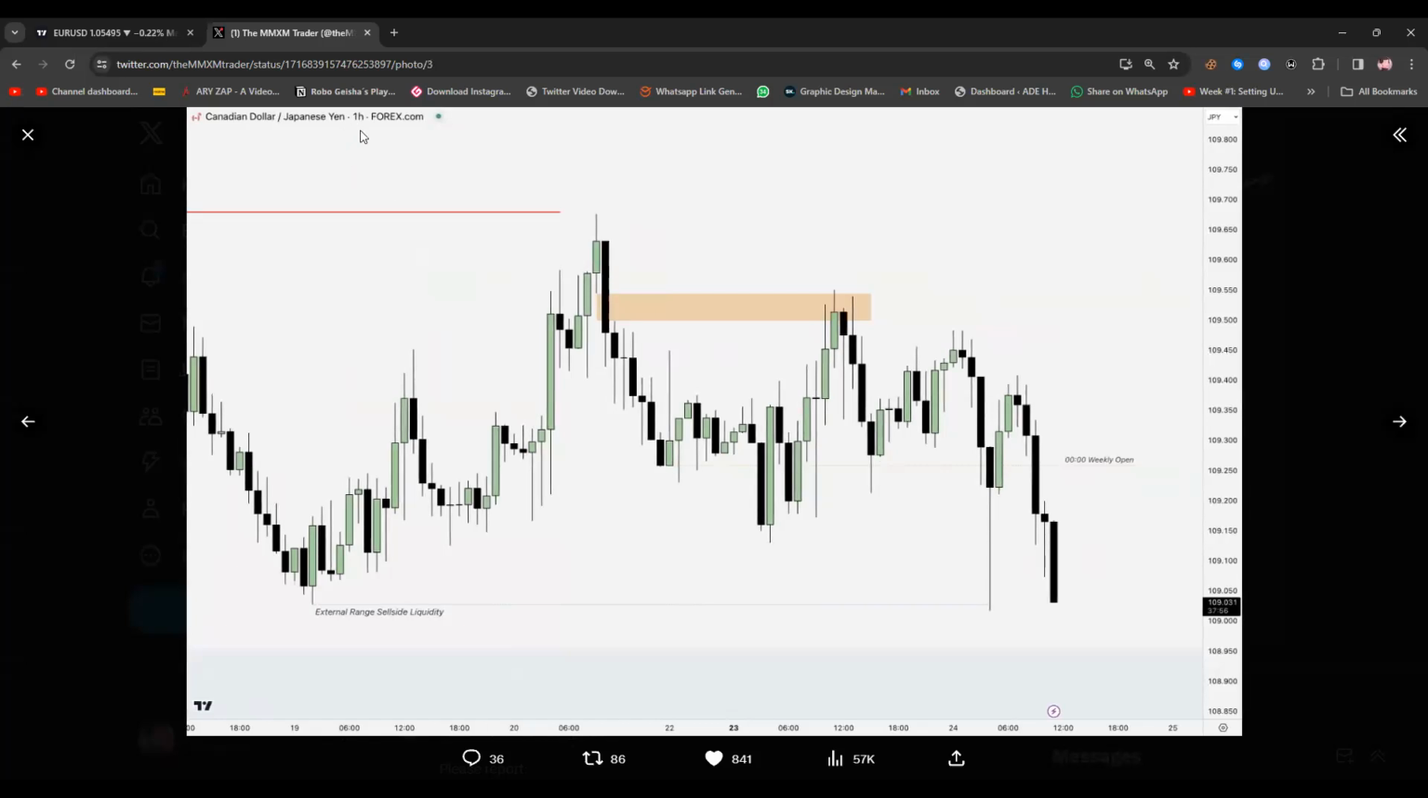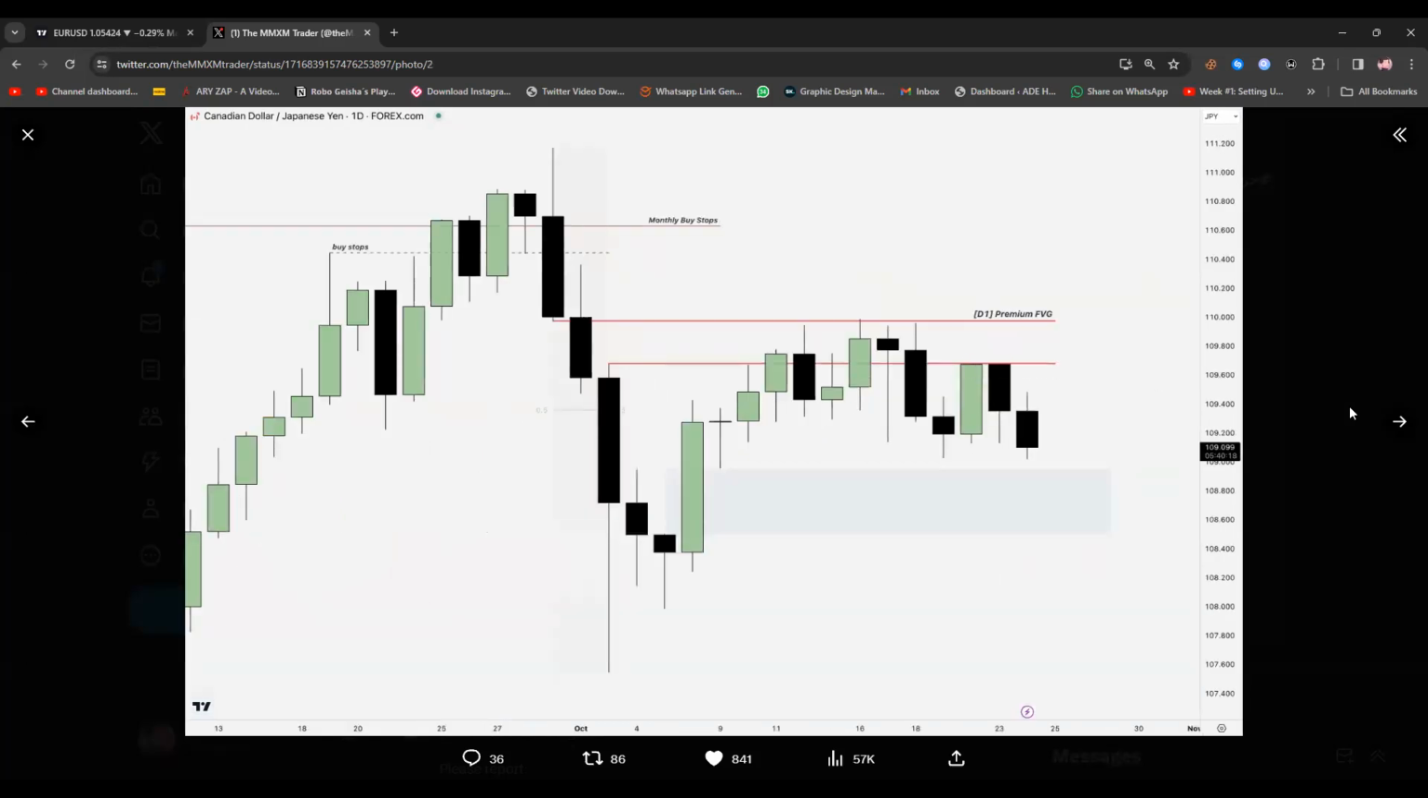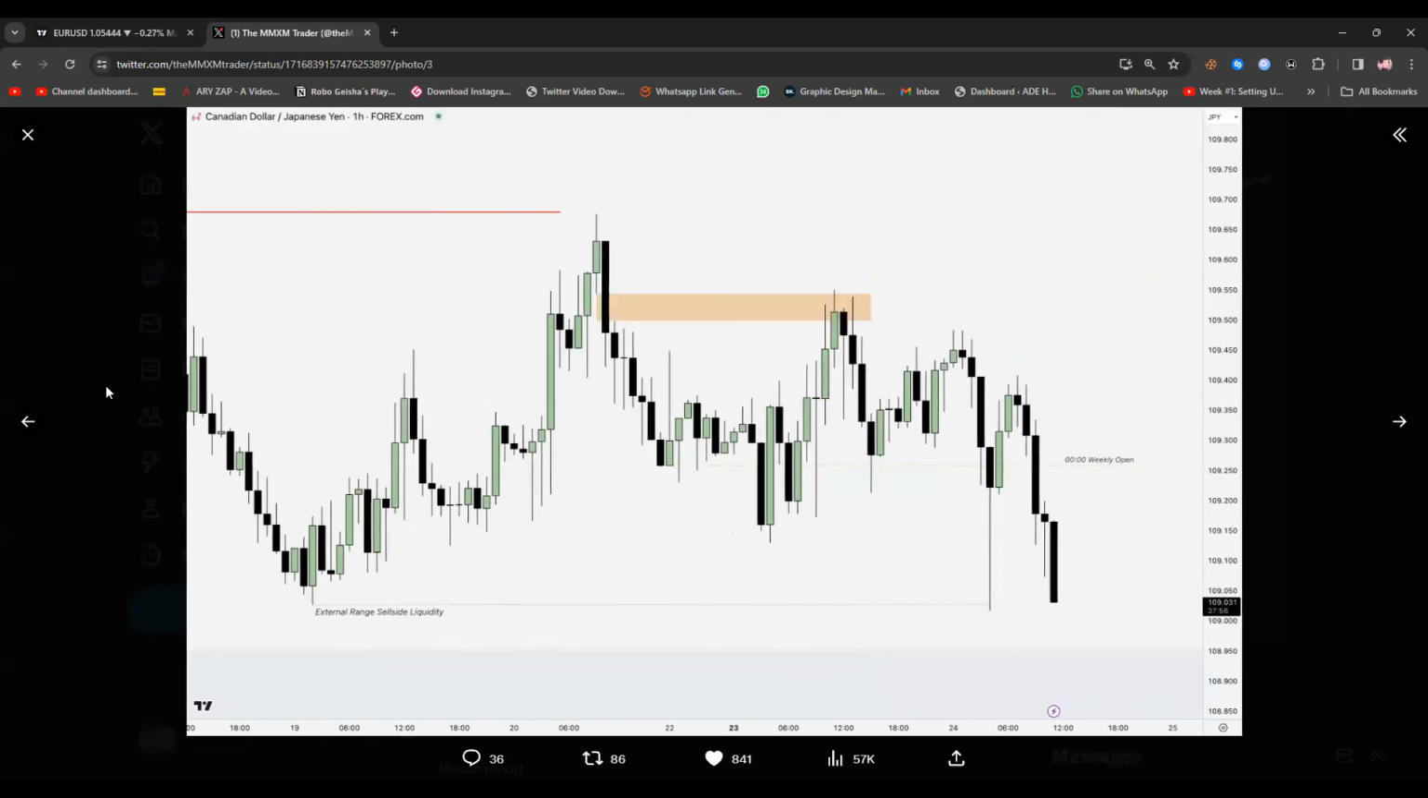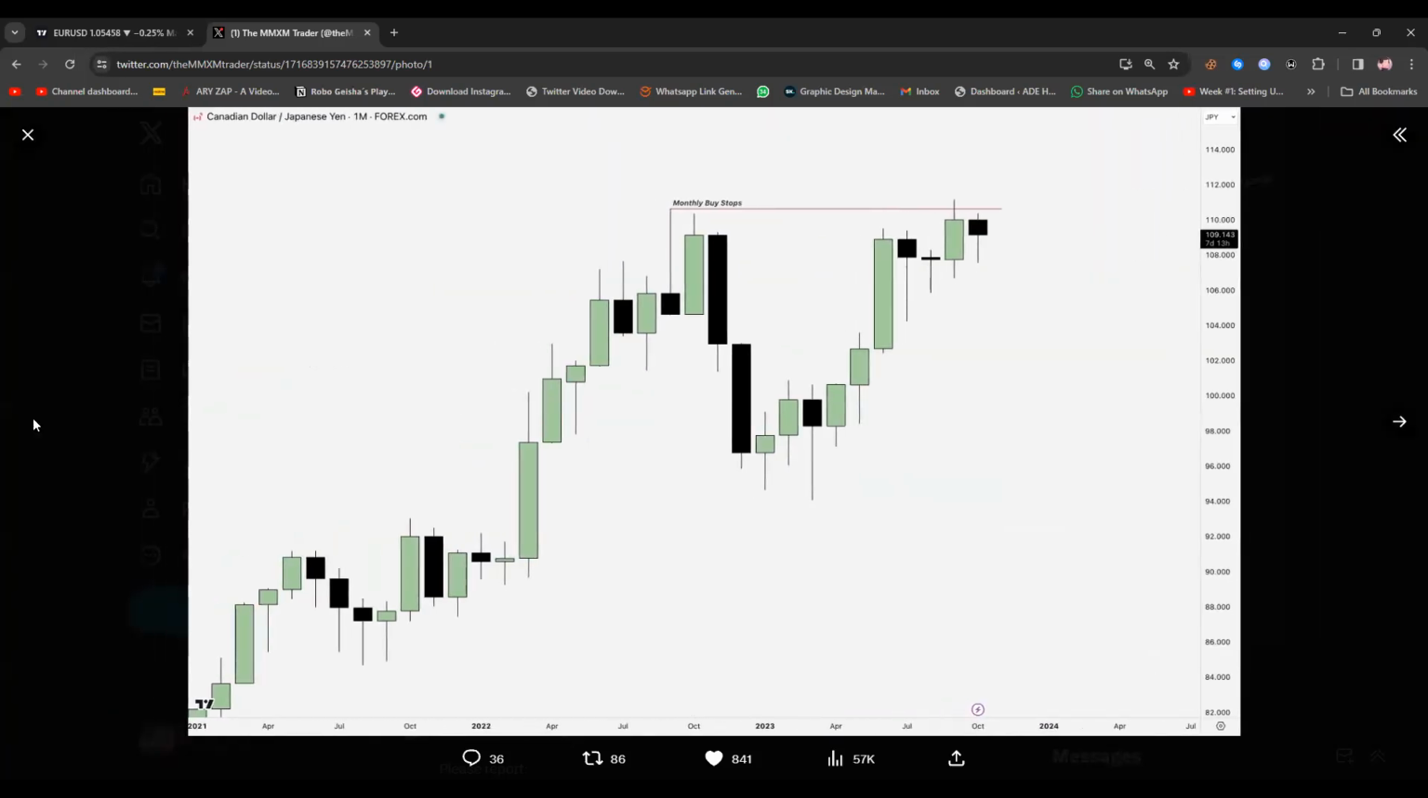After that, on the 1 hour chart, so you go from daily to H1, right? On the daily chart, it gets into the fair value gap. Let me go to the first chart, the monthly chart. It just took out this high, right? So we have to go to this fair value gap. It's going to go right here.